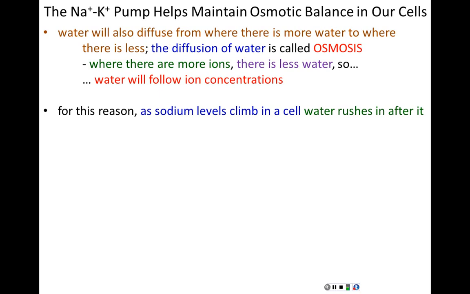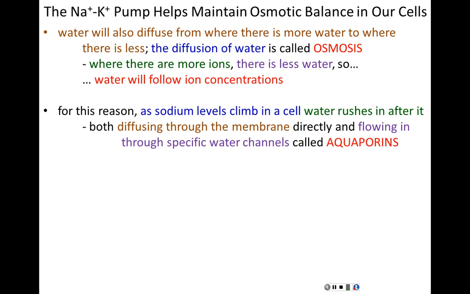Water is going to try to get into the cell where it's less concentrated, so water rushes in after sodium. I told you early on in the lecture that water can diffuse through the membrane itself. It doesn't require channels. There are actually channels that allow water to flow even faster. They're called aquaporins. But suffice it to say, water has no problem whatsoever getting into a cell.